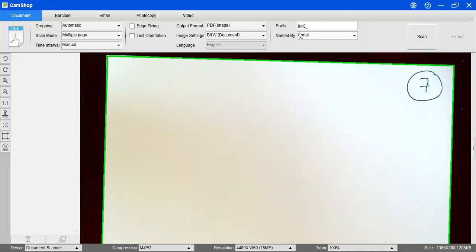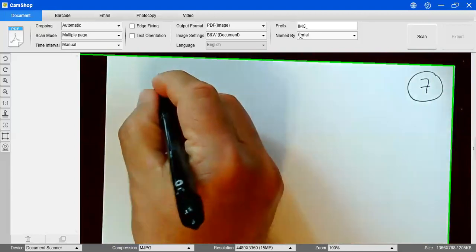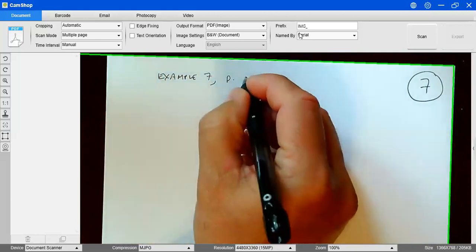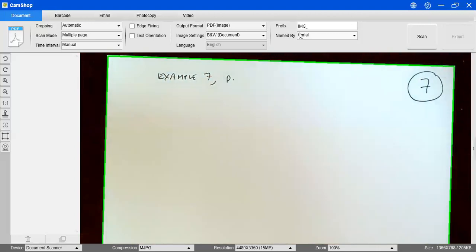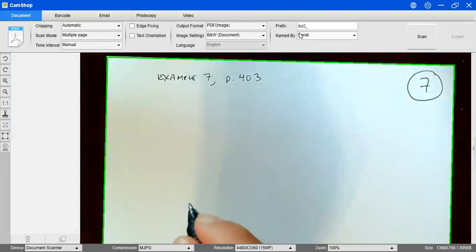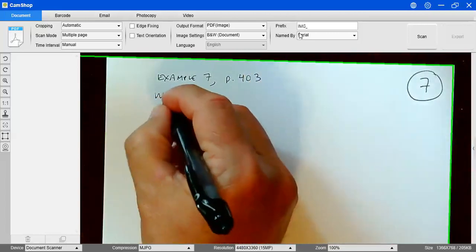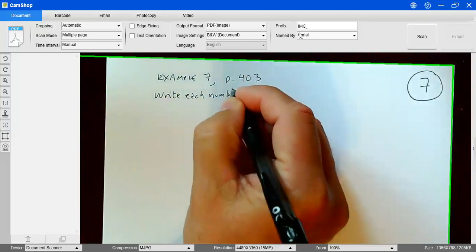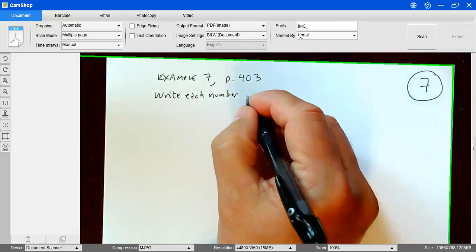So I'm going to work the first example from this section. It's example 7 on page, let's see, 403. We're going to write each number in decimal notation.